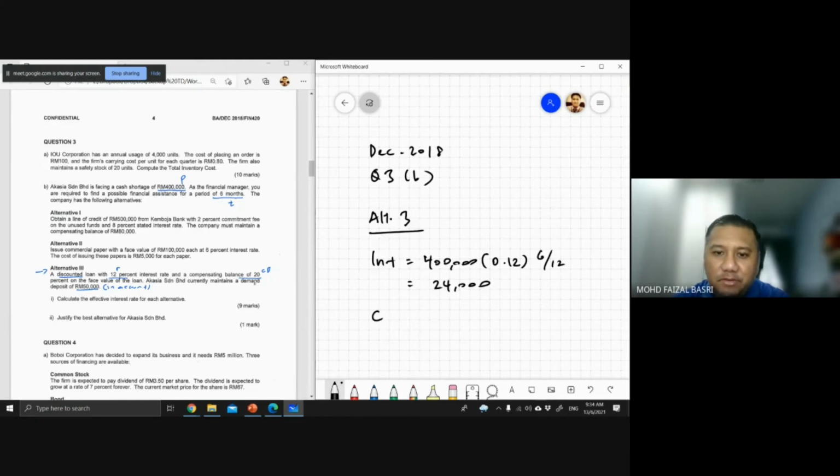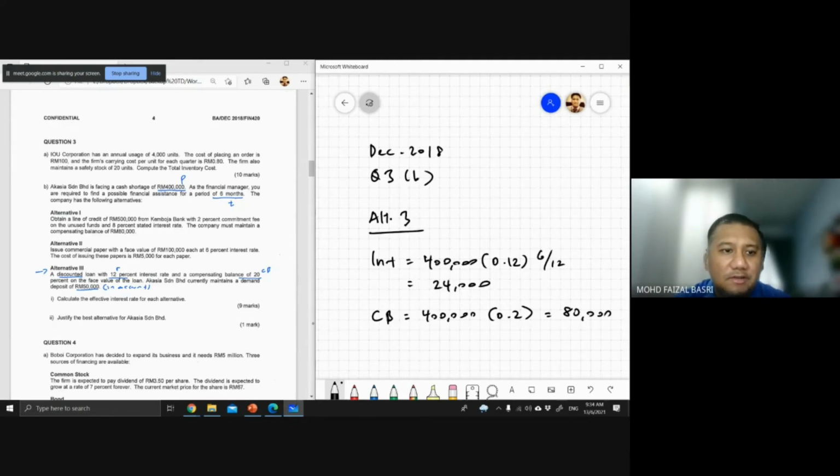We have CB requirement tadi, 400,000 times 20%. Remember for CB requirement, kita tak multiply dengan time because we multiply directly with the percentage of CB requirement. So dalam case ni is 20%. So it's 80,000 tadi kan. Okay, 400,000 times 20% is 80,000 ringgit.